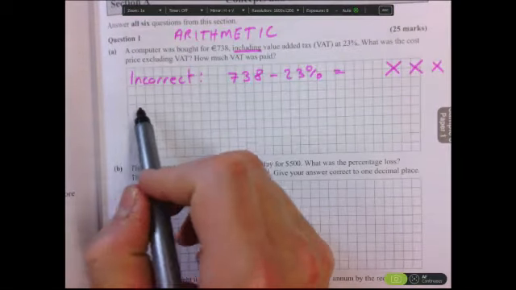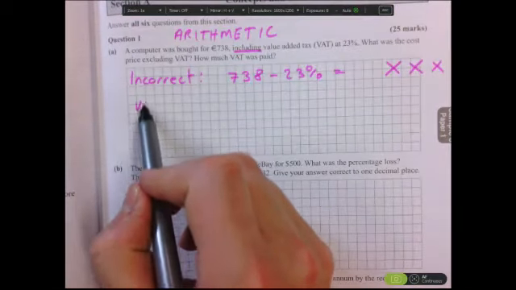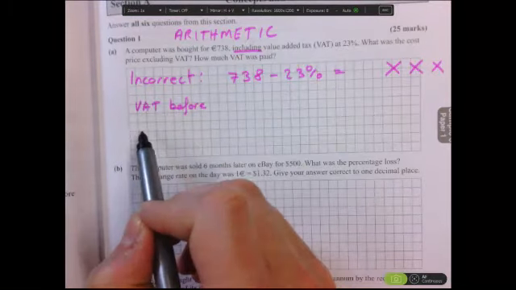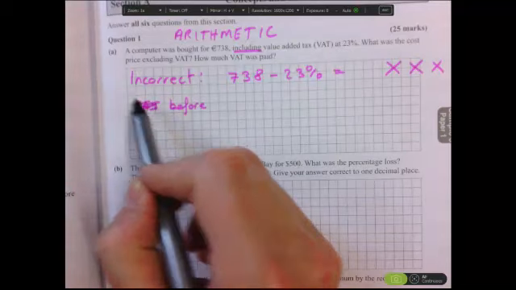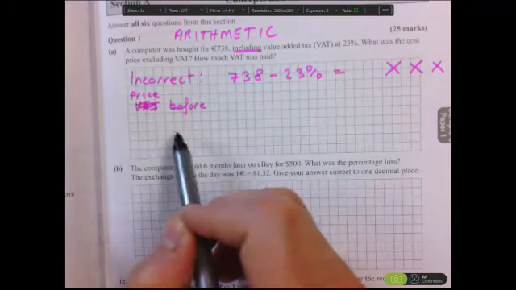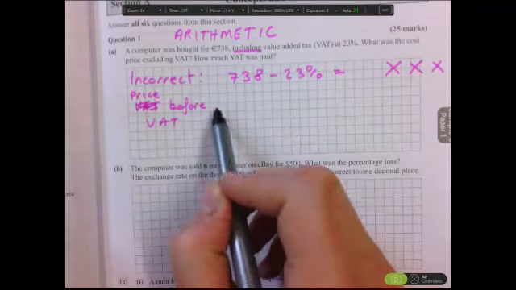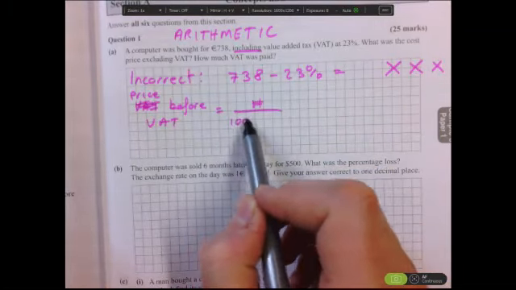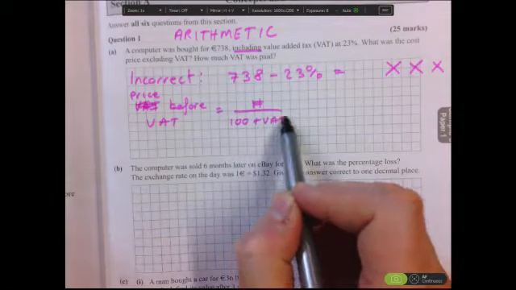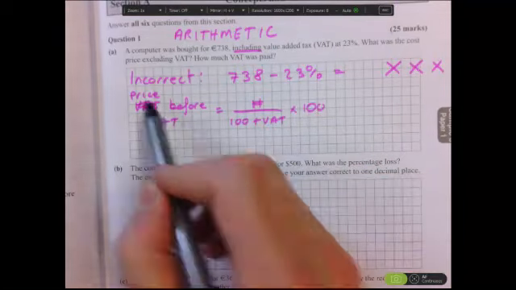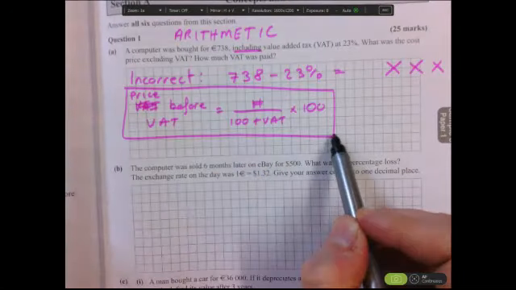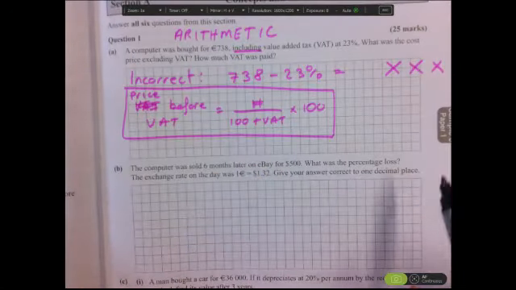What you're going to use is a little formula. So the price before VAT is equal to the number over 100 plus the VAT, times 100. Little formula for you to learn off. Not in the log tables, so you need to know it off yourself.